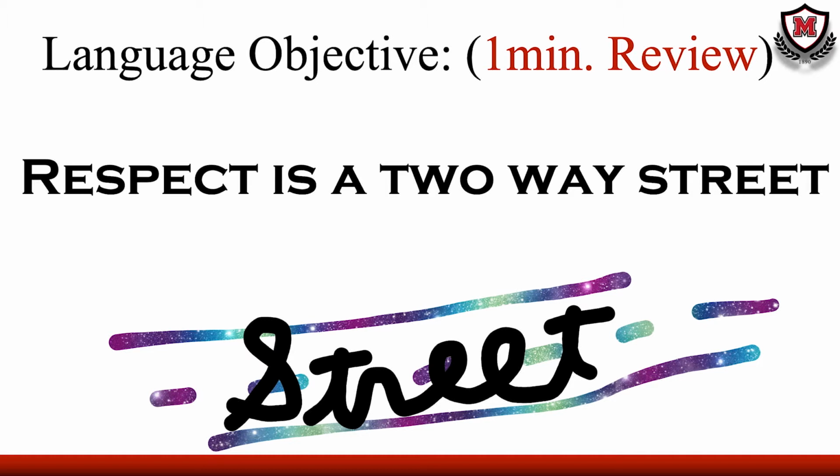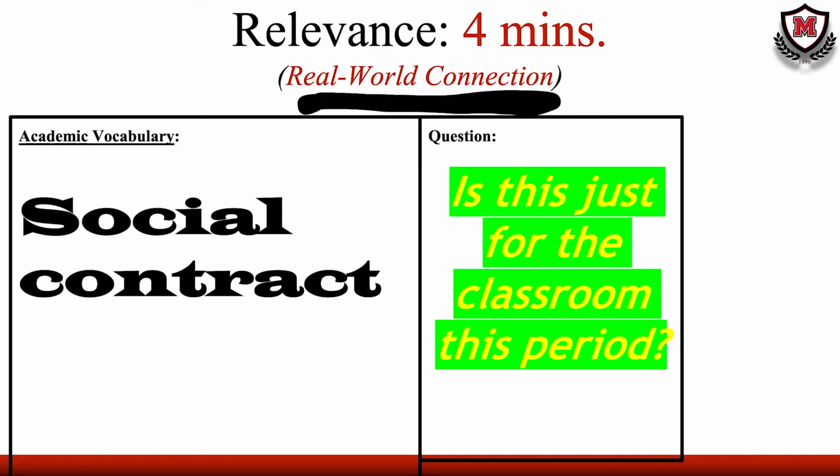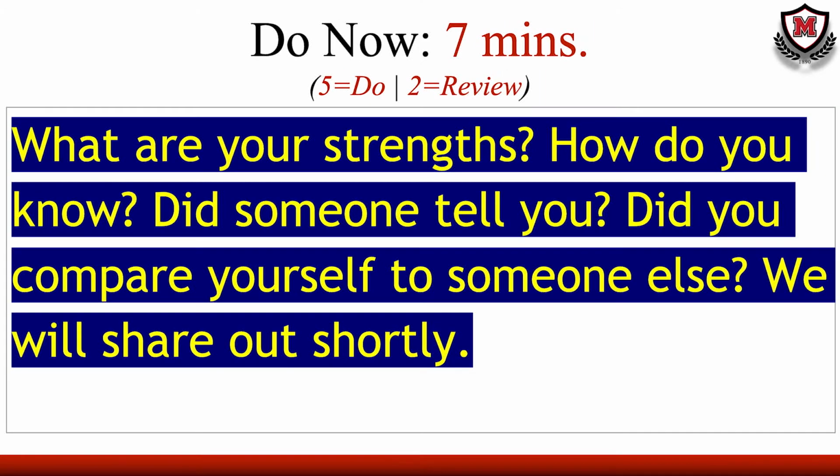We all have 206 bones in our body. We all have 26 chromosomes. We got way more in common than we have different between us. The social contract is just for the period. So I have 6 of them on the wall because I teach 6 classes.